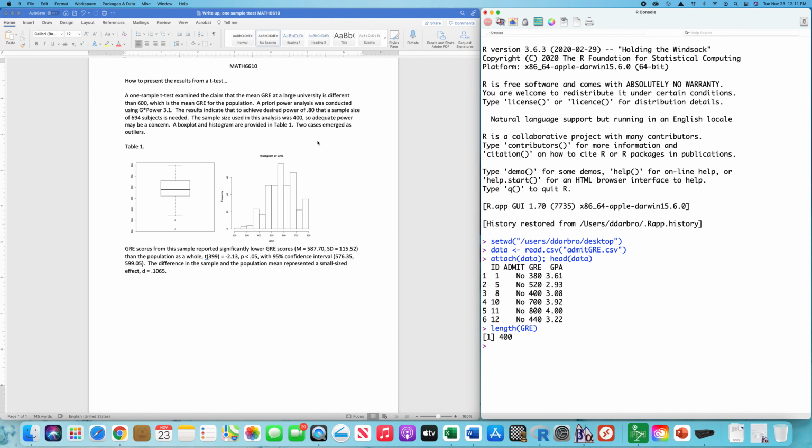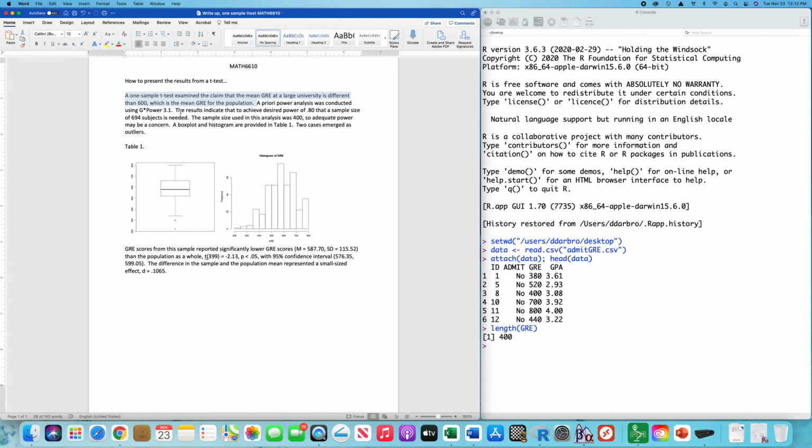So if I were reporting this in a study, first thing I would do, and I'm going to show you how I find all these calculations. Okay, so first thing I would introduce is just what statistical technique I've used. And I can say that I used a one sample t-test to examine that the mean GRE at a large university is different than 600, which represents the mean GRE for the population.